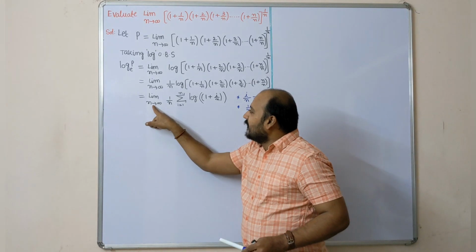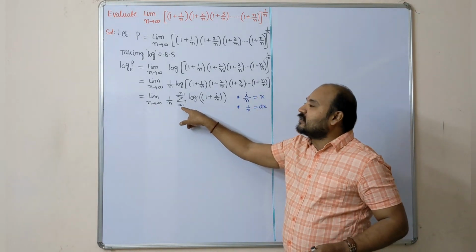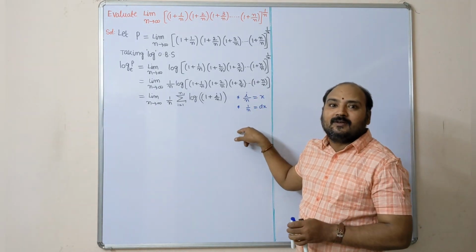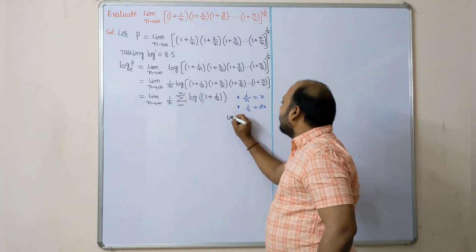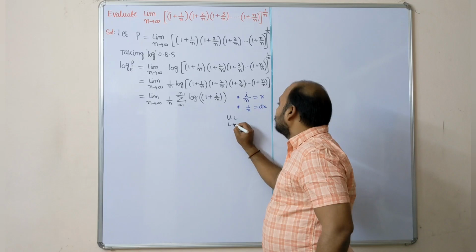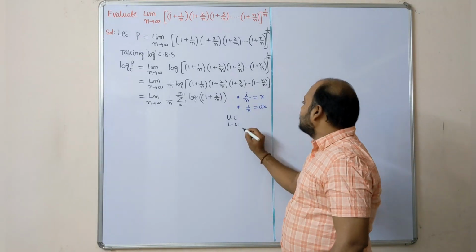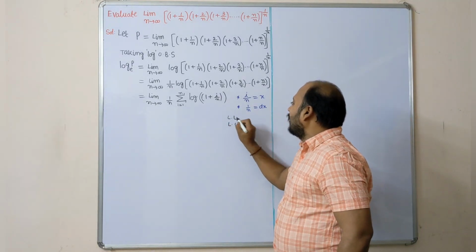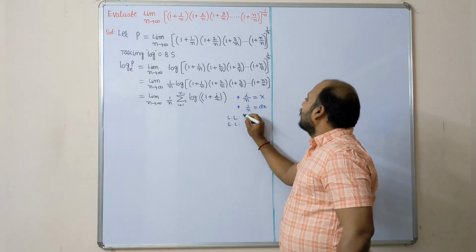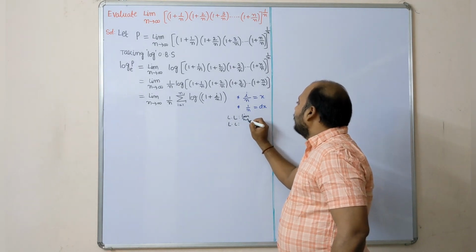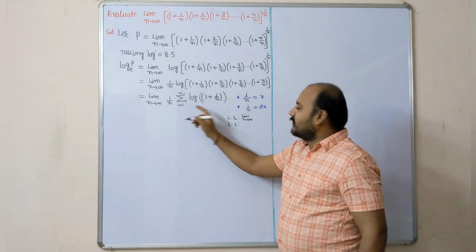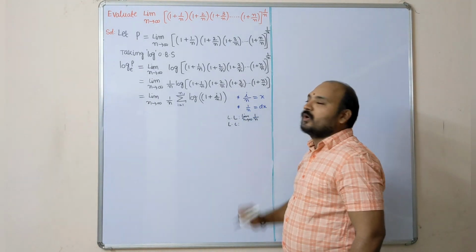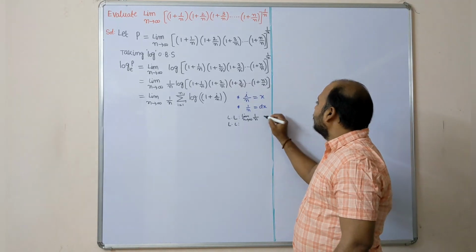Later, limit n tends to infinity, sigma i equals 1 to n, becomes an integral. First we will find out the limits, lower limit and upper limit. First I will calculate the lower limit: limit n tends to infinity of the initial value of i, here 1, divided by the total number of divisions, n.